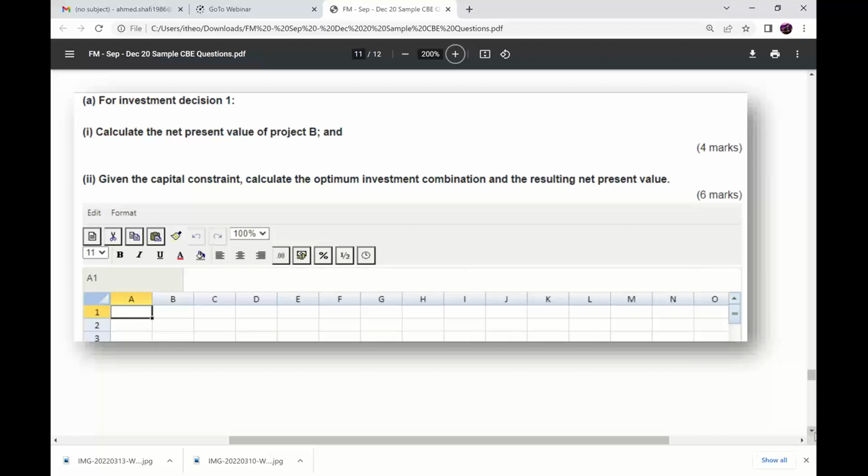This is for investment decision 1. You would be wasting your time if you are looking at investment decision 2 and 3 to solve this requirement, because this requirement is clearly mentioning investment decision 1. Only focus on investment decision 1. Calculate the NPV of project B. And given the capital constraint, calculate the optimum investment combination. I will only look at investment decision 1 and solve this requirement. Since this is the calculation requirement, the spreadsheet will be provided to you in the exam, as you can see. And if it would be a theoretical requirement, then only a Word file would be given. Okay. So let's start.